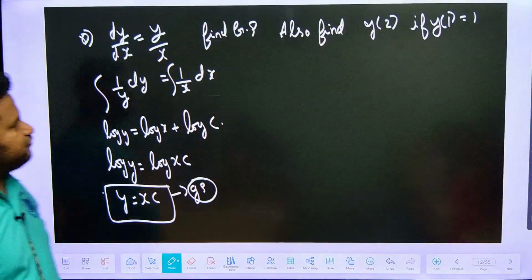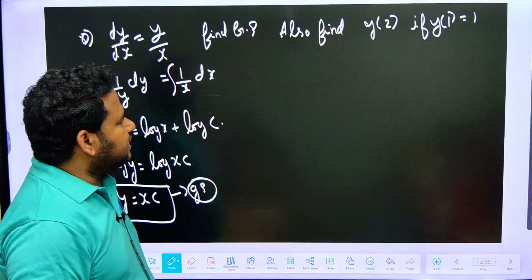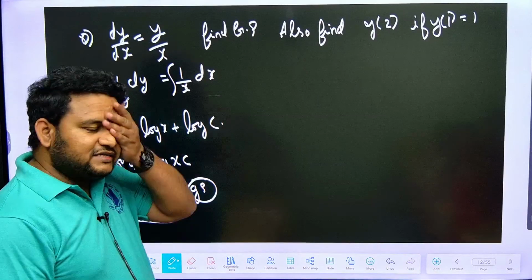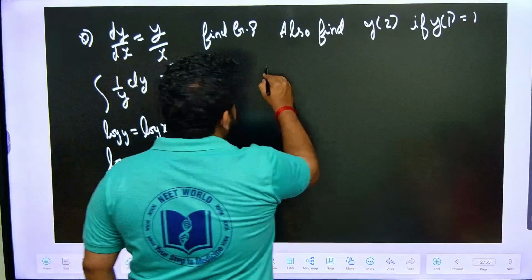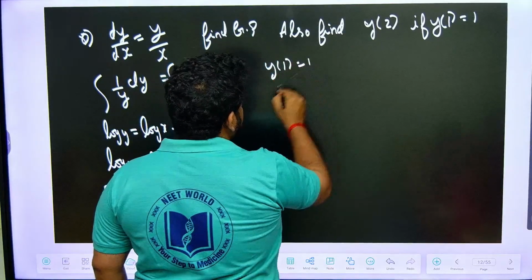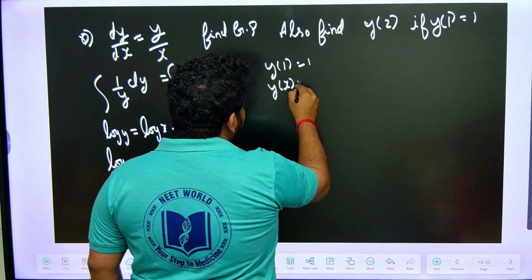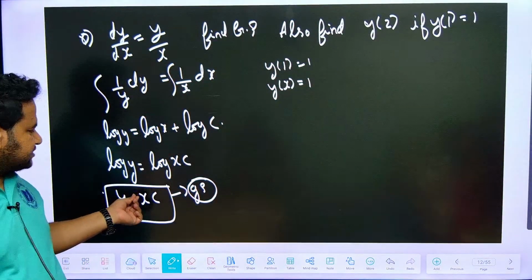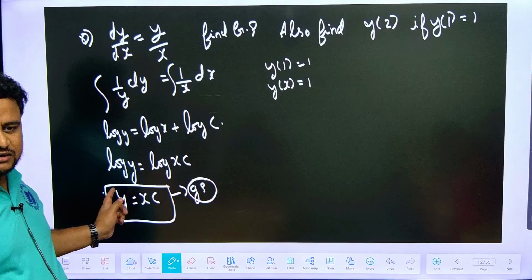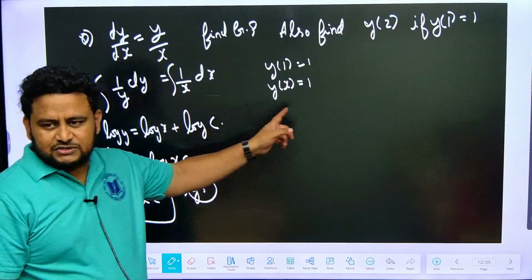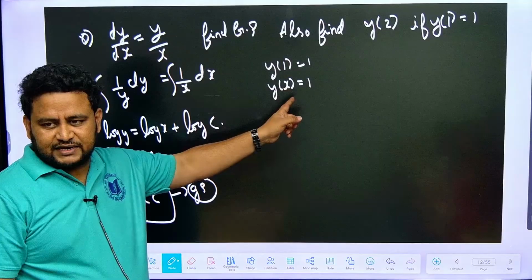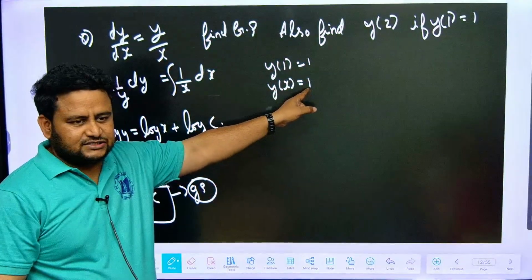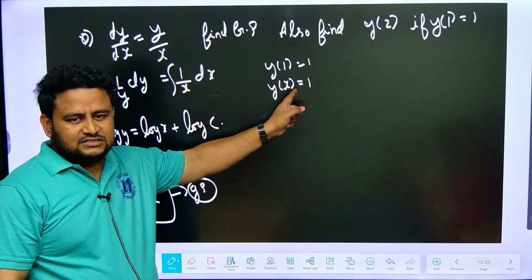Now they are asking us to find y of 2 if y of 1 is equal to 1. y of 1 is equal to 1 means that wherever I put x is equal to 1, the value of y will become 1. So if you put the value of x as 1, the value of y will be 1. That is the meaning of it.